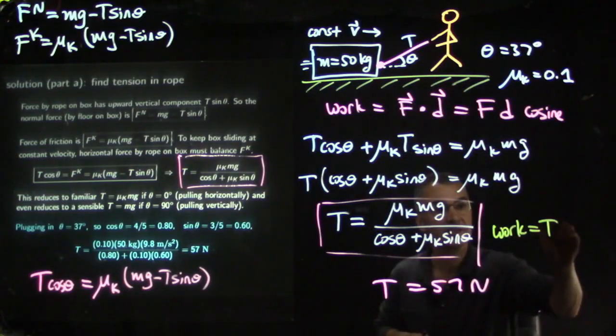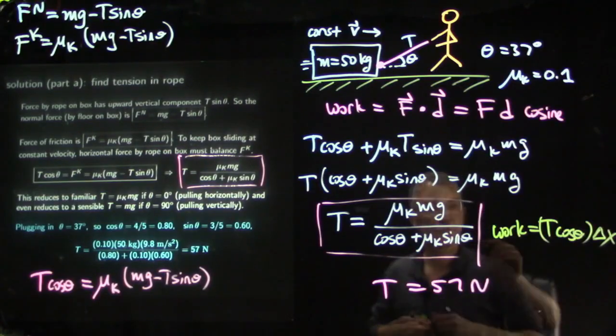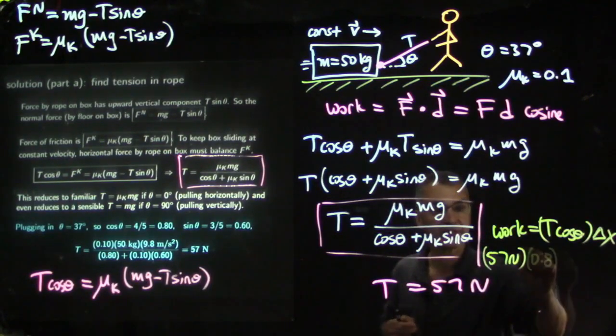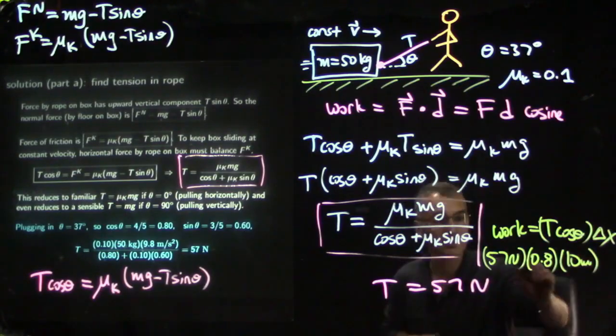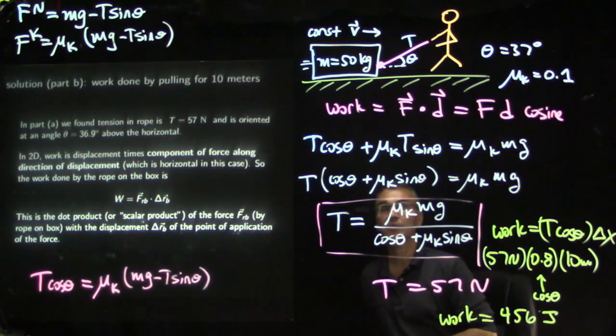The work is T cosine theta times delta x. So that's going to be 57 newtons times cosine theta. So cosine theta turns out to be 0.8, and then times 10 meters. This is the cosine theta factor. So in part A, we found the tension in the rope is 57 newtons and is oriented at an angle of 37 degrees above the horizontal.